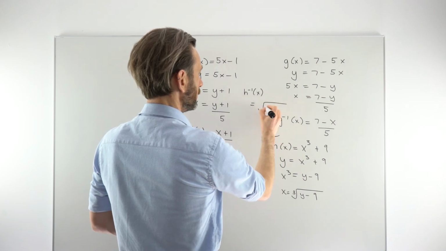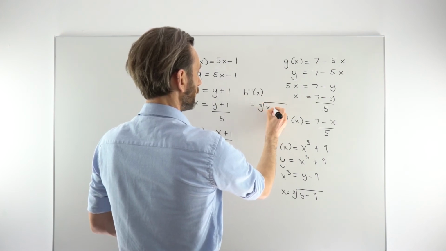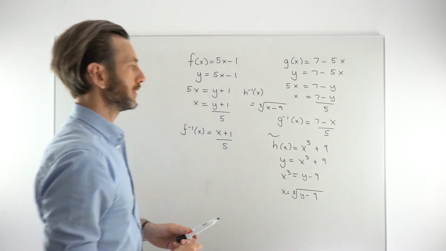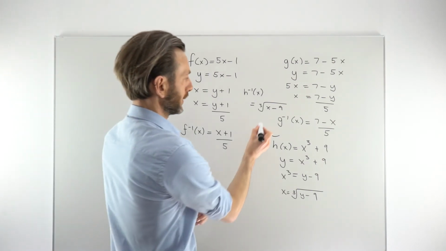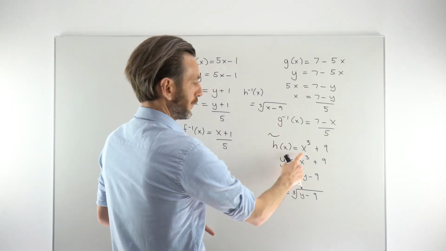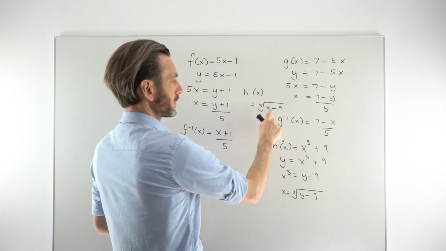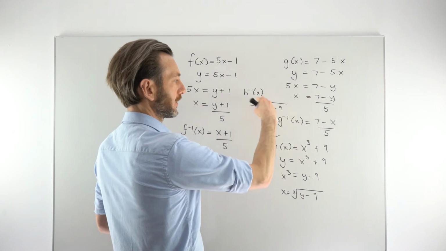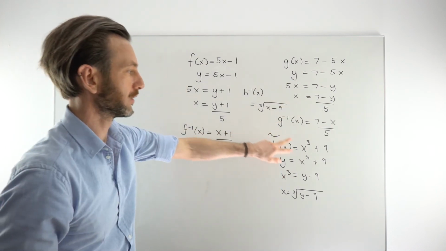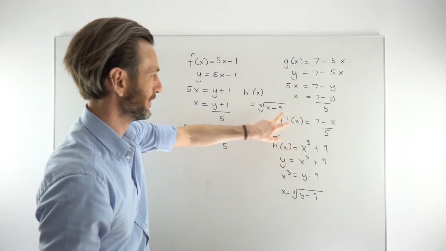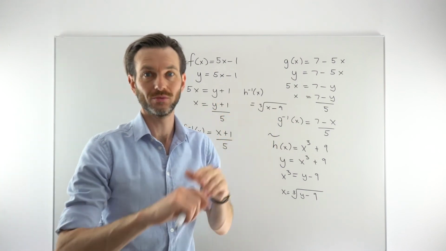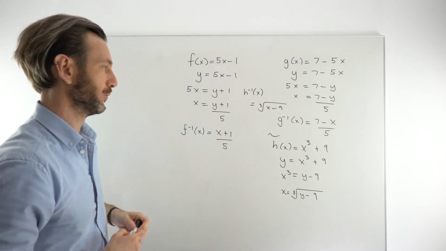So cube root of x minus 9. That one you can see a little more clearly as a connection to the original. The original function says take your x and cube it and add on 9. This one says take your x, take away 9, and then take the cube root. So that one has almost an immediate intuitive reverse operation to the original function.